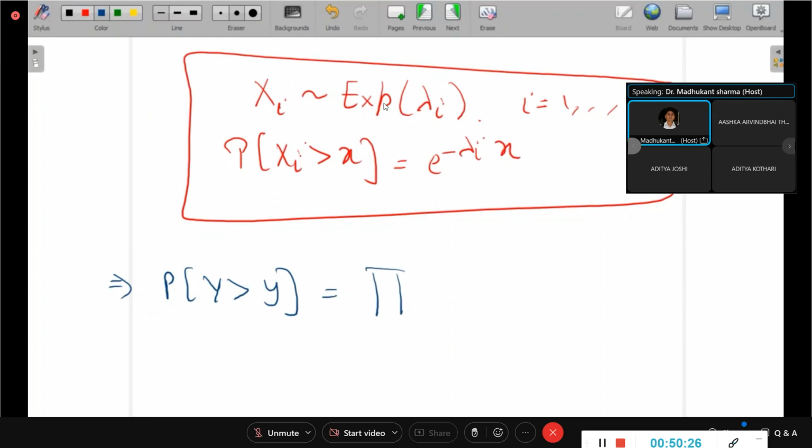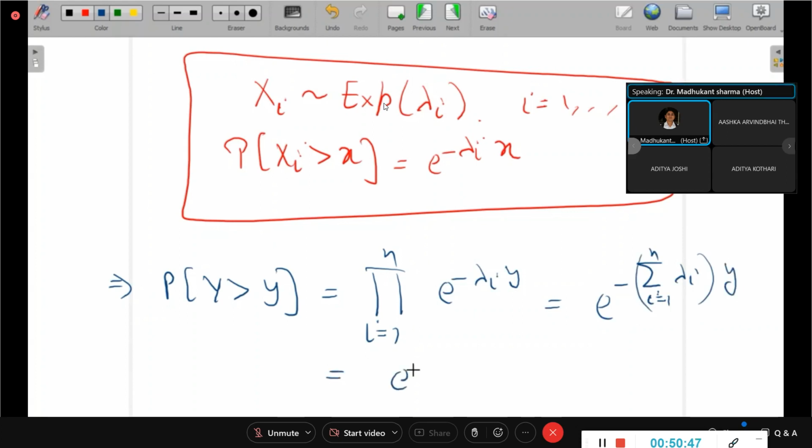is equal to the product for i equals 1 to n of the probability that xi is greater than y, that's going to be e to the power minus lambda i y, and that is going to be equal to e to the power minus the summation i equals 1 to n of lambda i y. So this is equal to, you can denote this by, e to the power minus lambda y. Which implies y follows the exponential distribution with parameter lambda, where lambda is the summation of i equals 1 to n lambda i.